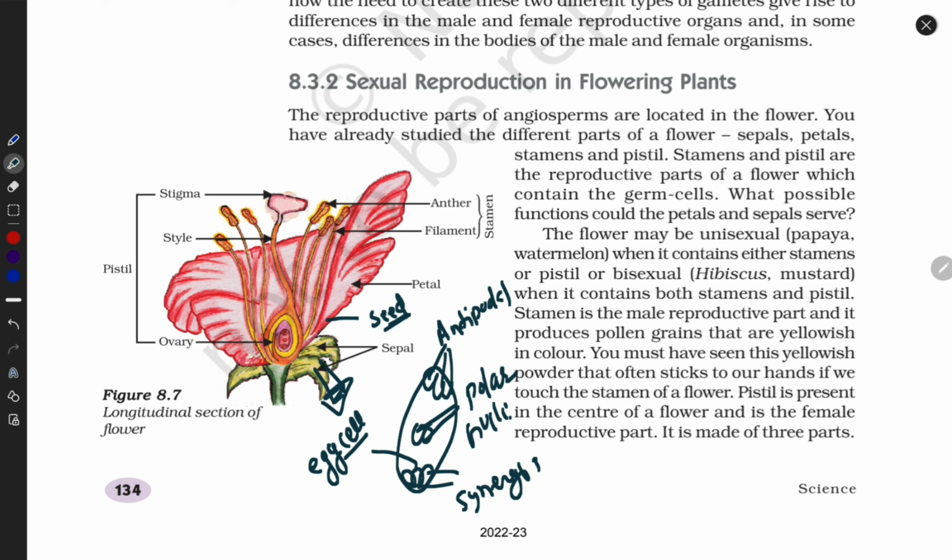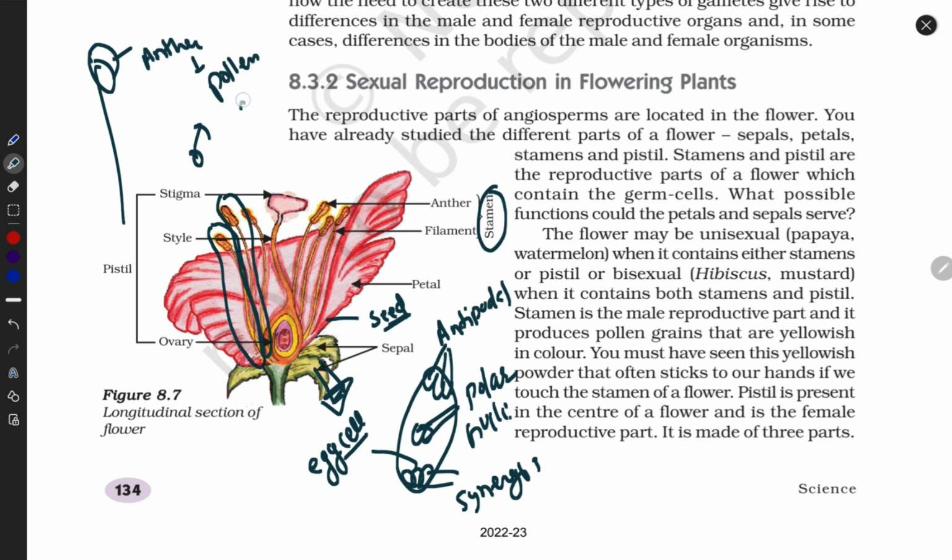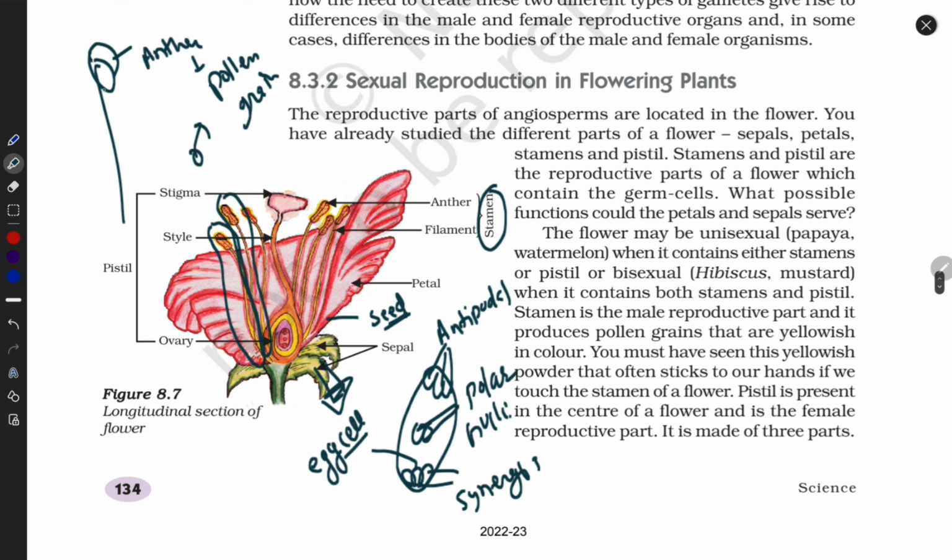Now focus on male. This is a long thread-like structure. This is the male reproductive part. We call it stamen. This top part is anther. What do they produce? Pollen grains. How do they produce? I will teach you. And this is the filament part, attached to the base. Now this is the introduction of the sexual reproductive organ of a plant, which we call a flower.